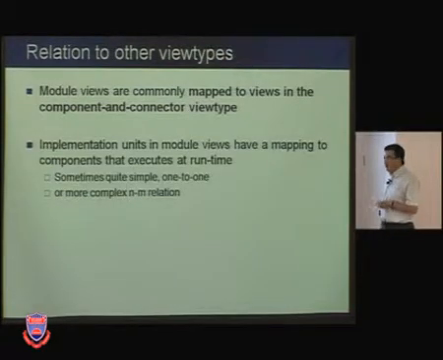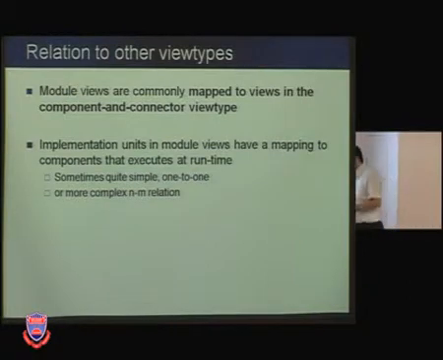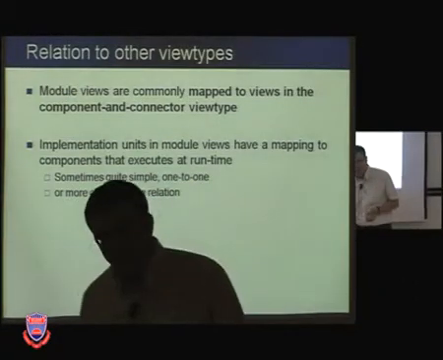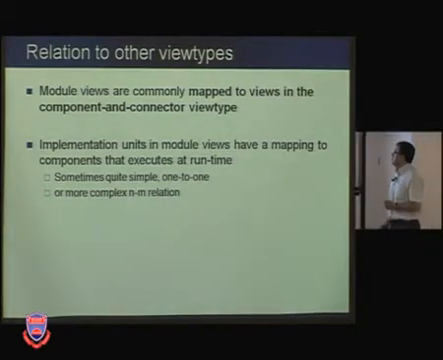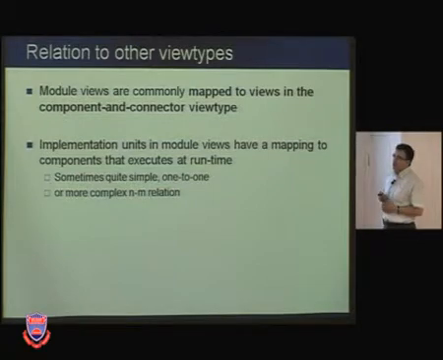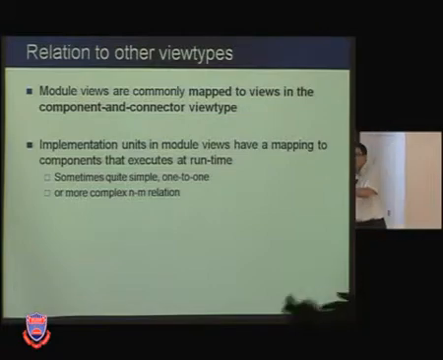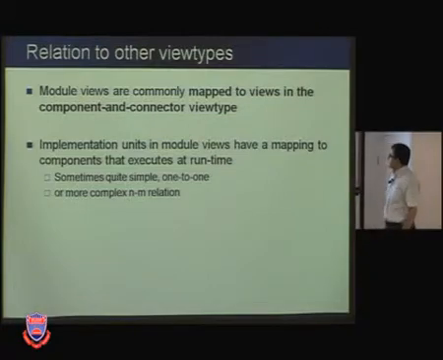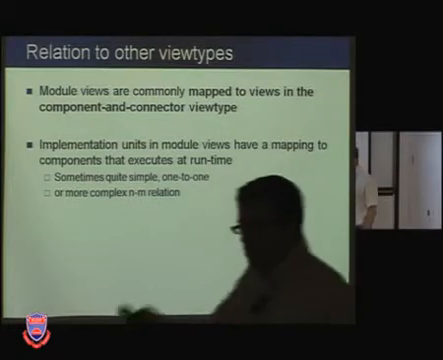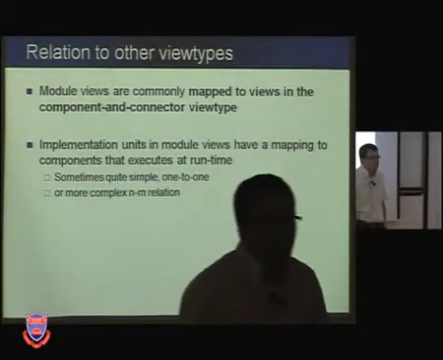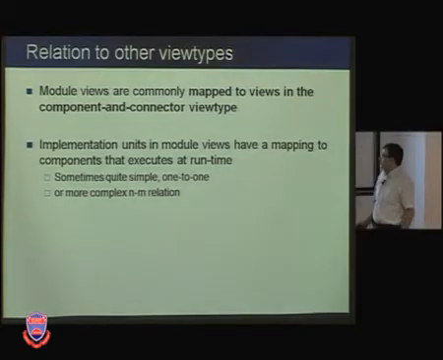What's the relation to other view types? We will see that we will have component connector view type, allocation view type. The elements in the module view type typically are mapped to views in the component and connector view type. Classes will be mapped to components, for example. Implementation units in module views have a mapping to components that execute at runtime. Sometimes it's quite simple, it's a one-to-one mapping, but it can also be more complicated.